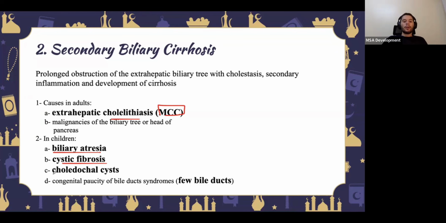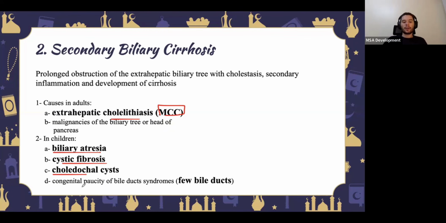Secondly, you have cystic fibrosis. You have choledochal cysts. Choledochal cysts are cysts or dilatations in the biliary wall, and again, bile would accumulate there, and it would start building up and could lead to this condition, secondary biliary cirrhosis.